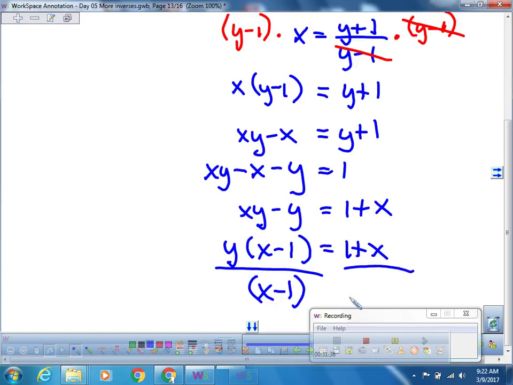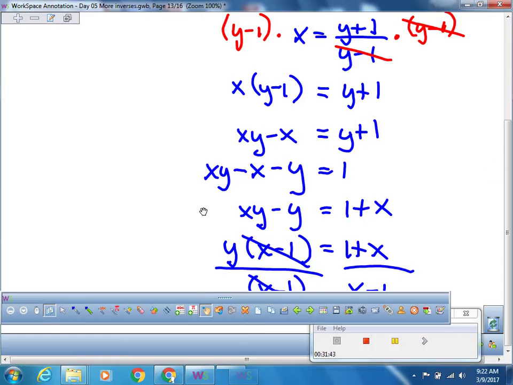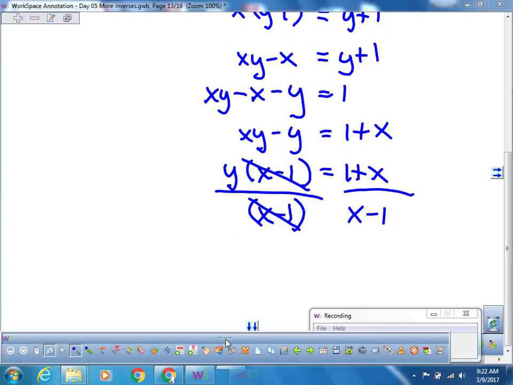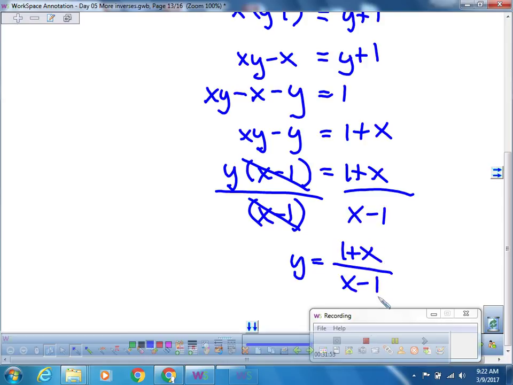I didn't say you were going to like it. It's a lot of steps. It's a puzzle, right? It's a puzzle. y equals 1 plus x over x minus 1, and that's your answer.